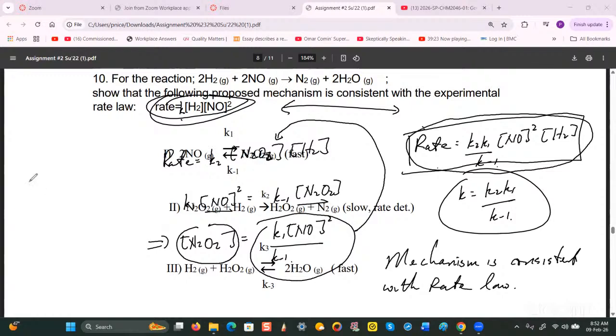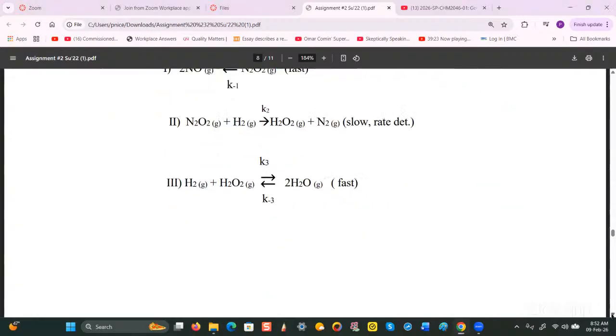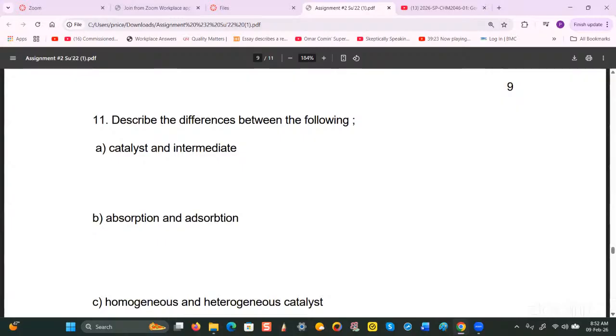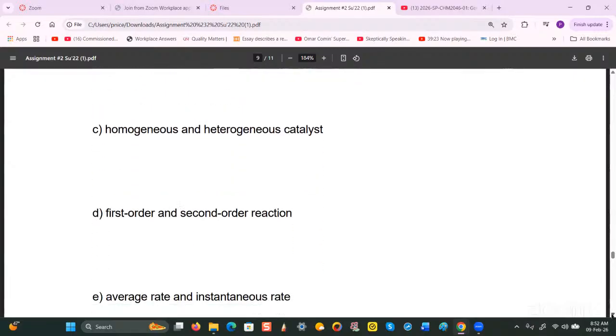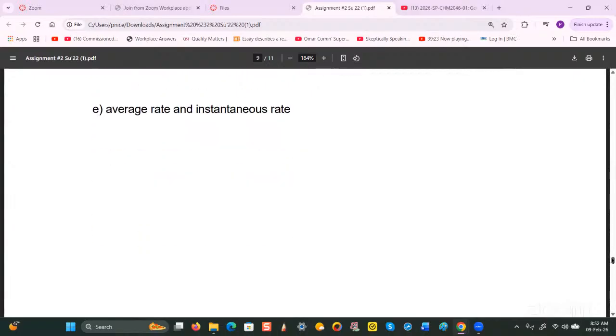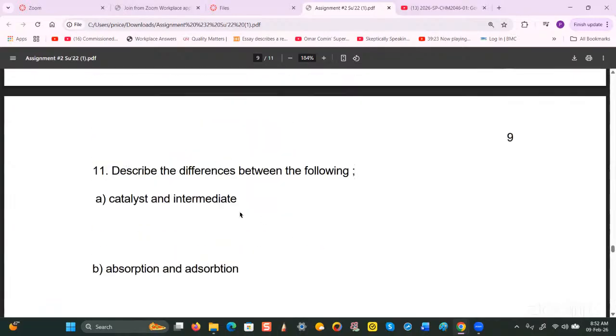Okay, let me clear this and scroll down. The questions being asked here would have been covered in the videos. Let me just check something here. Okay, so let's go through each of these. The question is asking you to describe the differences between the following. The first one is a catalyst and an intermediate, and we just looked at that earlier. So what's the difference between a catalyst and an intermediate?